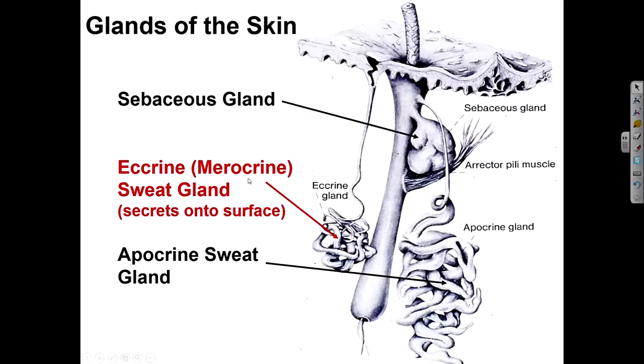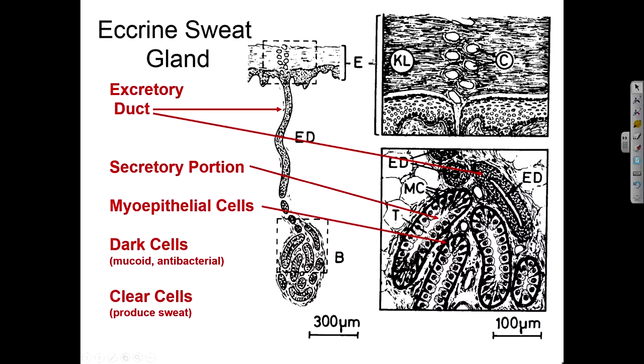So going back to the eccrine sweat gland. These are the ones that open onto all surfaces of the body, and they contain a secretory portion and an excretory duct portion. It's just a long, single, coiled duct. The secretory portion contains two cell types, dark cells and clear cells. The clear cells produce sweat, and the dark cells produce a mucus type material, maybe like pheromonal in function.